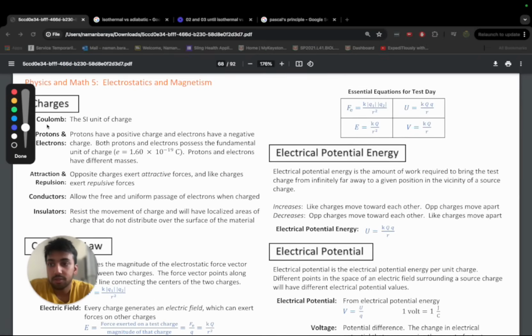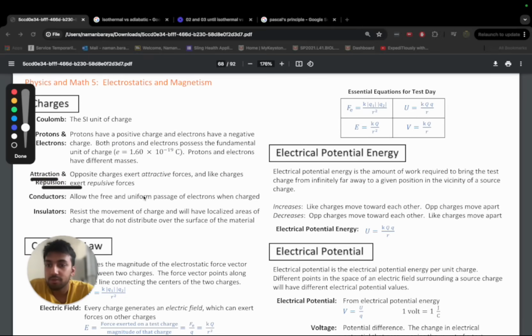So let's talk about charge. Coulombs is the SI unit of charge. We have protons and electrons, and we've made it really simple because we have this thing that we just say as E, and that represents the charge that a proton or electron has, and it's equal to 1.6 times 10 to the negative 19 coulombs. Both protons and electrons, fortunately for us, have the exact same fundamental unit of charge.